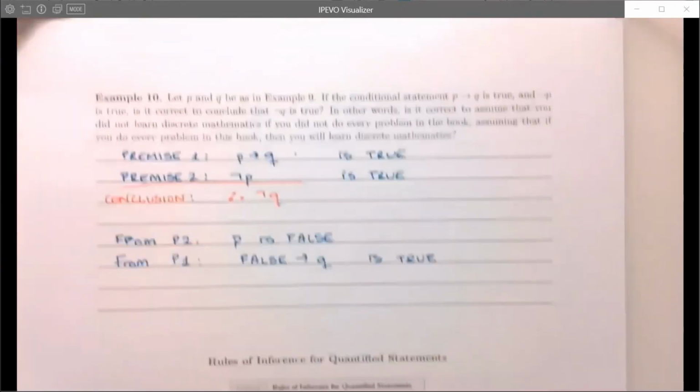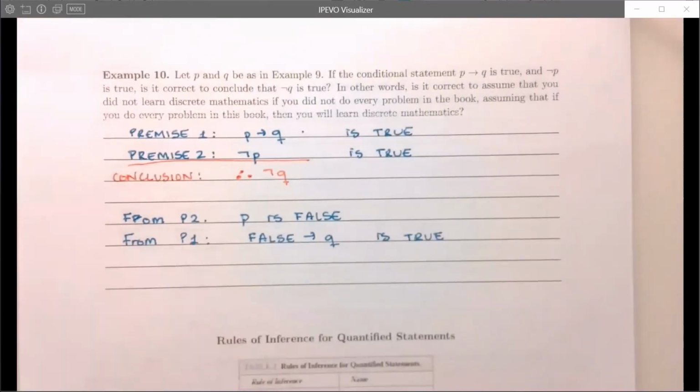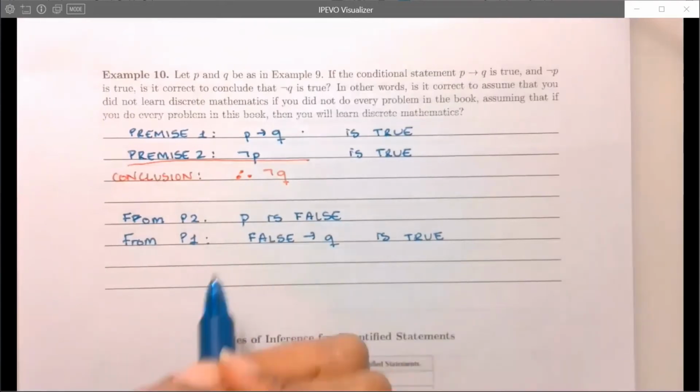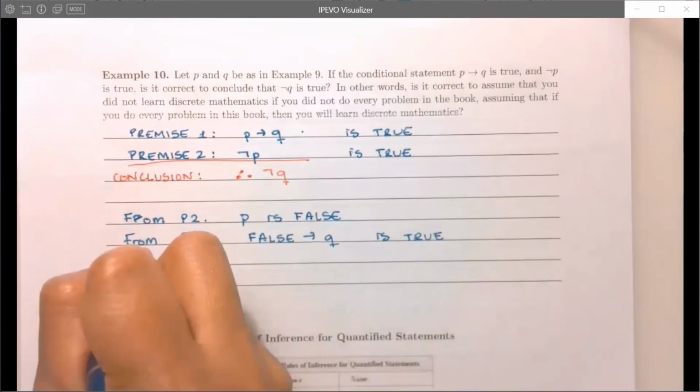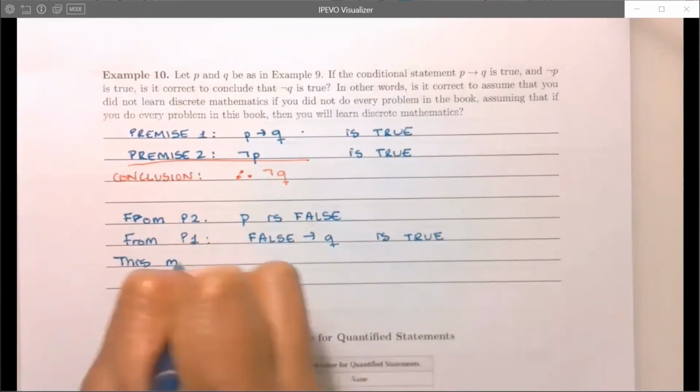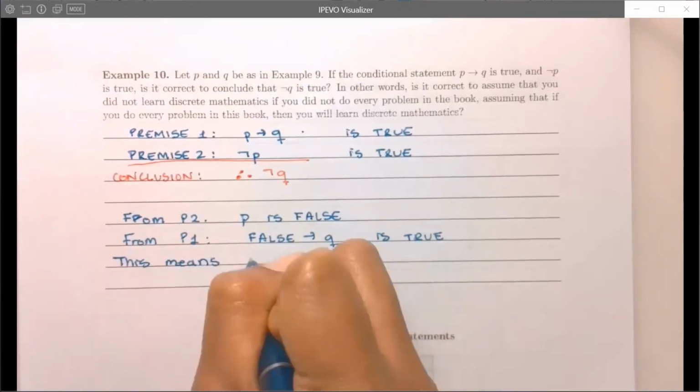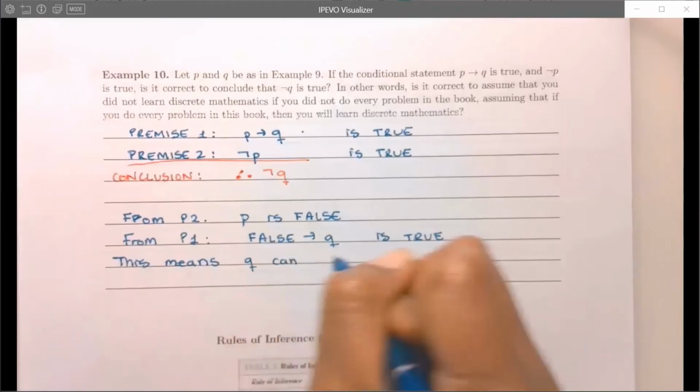Now, when is false implies Q true? False implies something is true holds when we have false implies false, but it also holds when false implies true. Let me just state those down. This means Q can be true or false.